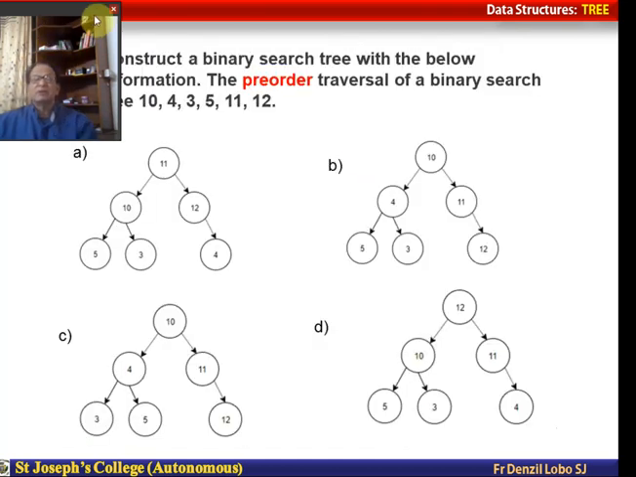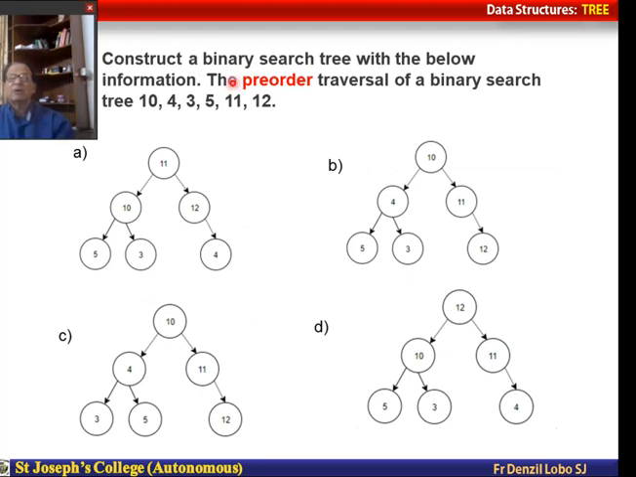So now we have some questions. Let us work them out. Construct a binary search tree with the information given below. 10, 4, 3. Of course, binary search trees have already been given. You have to identify the correct one. Here the pre-order traversal is given as 10, 4, 3. For pre-order traversal, the algorithm is root, left, right. I start with root, left, right.